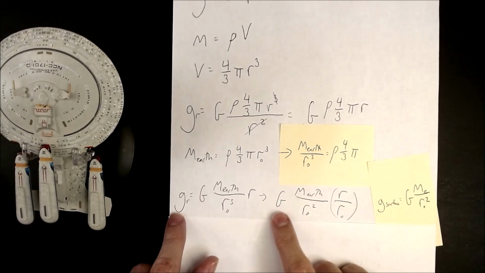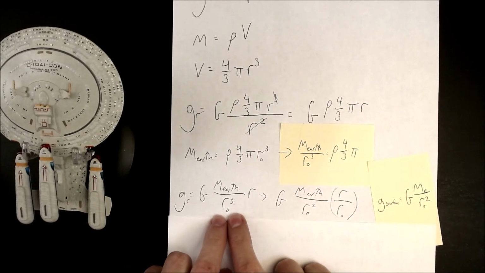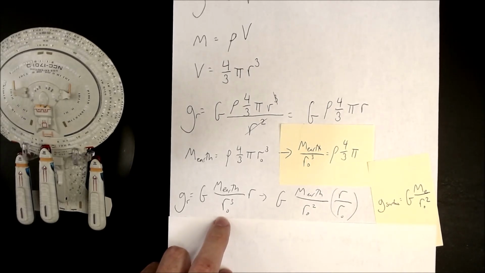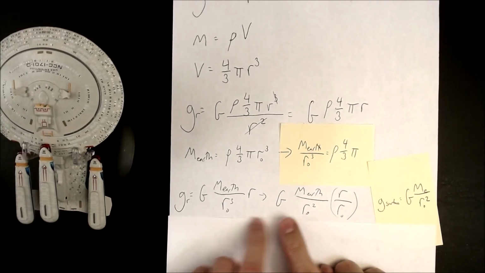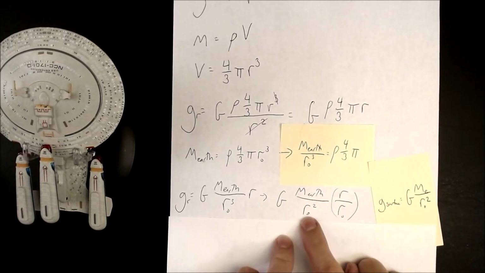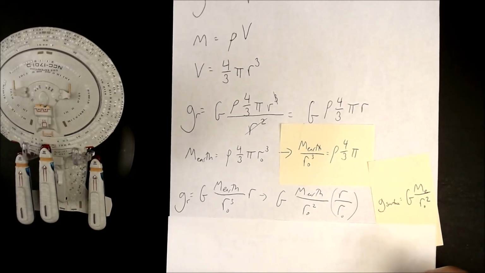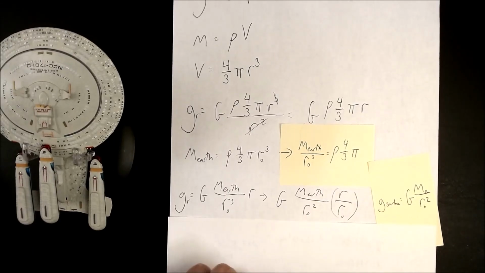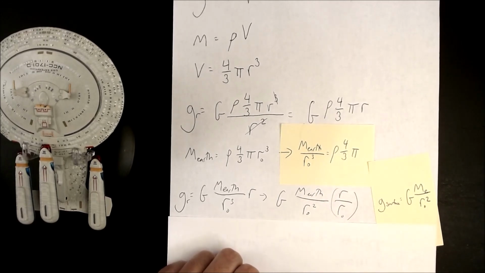I can then say that the acceleration due to gravity at some radius, I can take one of those r naught, the radius of the Earth, take one of those out, so it'd be radius of the Earth squared times radius of the Earth in the denominator, and move that over like that. Move some parentheses around, and then I get G times the mass of the Earth divided by the radius of the Earth squared, times the radius that you are at inside Earth divided by the radius of the Earth.